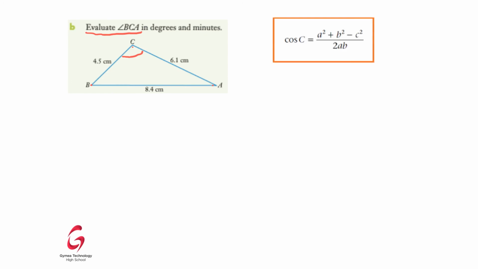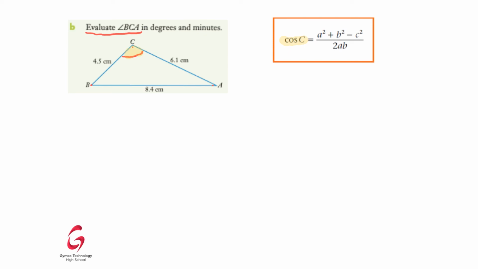Okay, time for our third and final example. This time it says evaluate angle BCA. All right, so this means we've got BCA. The C is the middle point, so it means it's the vertex. So we're trying to find really angle C for this question in degrees and minutes. Okay, so again, we're going to be using this cosine rule in angular form. We're trying to find angle C.